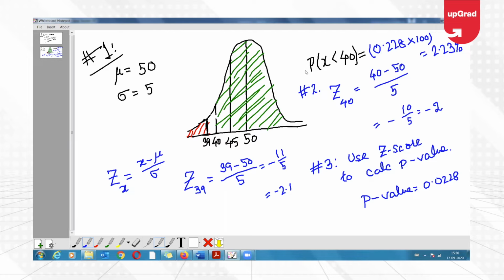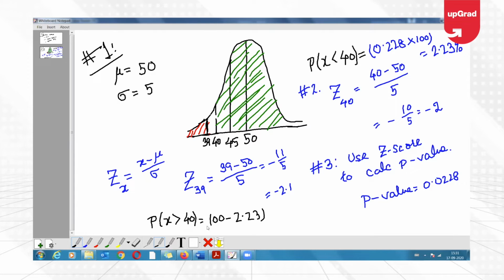Now if I ask you what is the probability of the batsman scoring greater than 40, since this part is less than 40, it's not very difficult. So 100% minus 2.23, and that is 97.77%. All right, I hope this is clear.